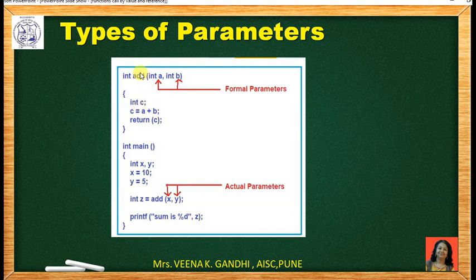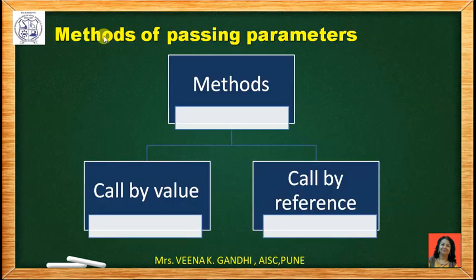We define a function before the main. So the parameters declared in the function definition, that is a and b, are known as formal parameters. So int add, in brackets int a and int b. So a and b are known as formal parameters. Now when this function is called, these formal parameters are replaced by actual parameters. So a is replaced by x and b is replaced by y.